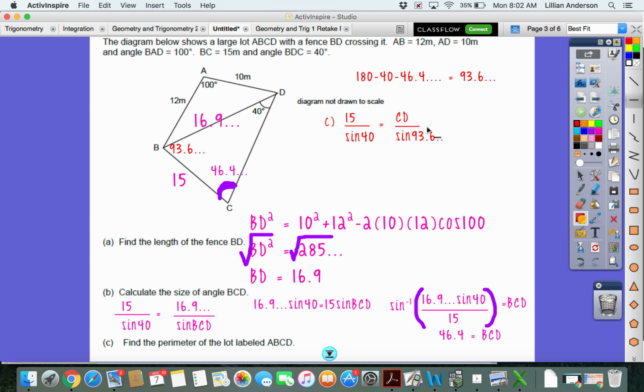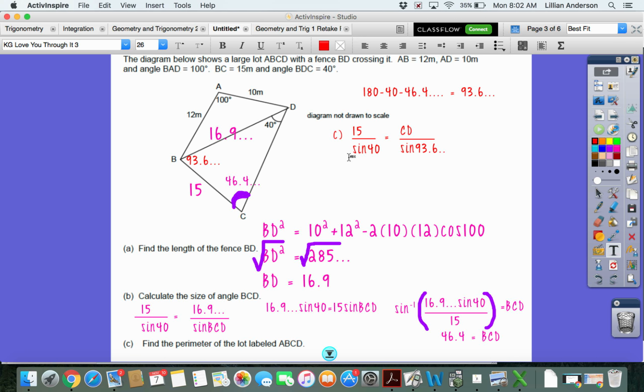Hopefully you guys are able to follow me. I know I'm kind of jumping around, but maybe the typing makes it a little bit nicer and neater. So 15 sine 93.6 equals sine of 40 times CD. And the last step would be to divide both sides. So 15 sine 93.6 divided by the sine of 40 is going to be my answer for CD.